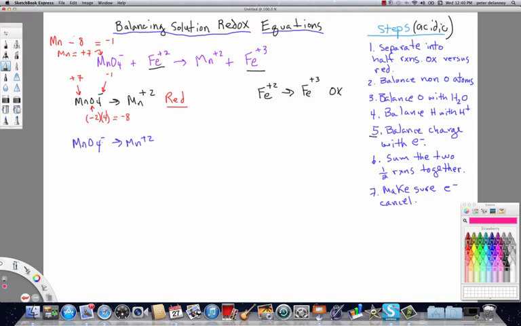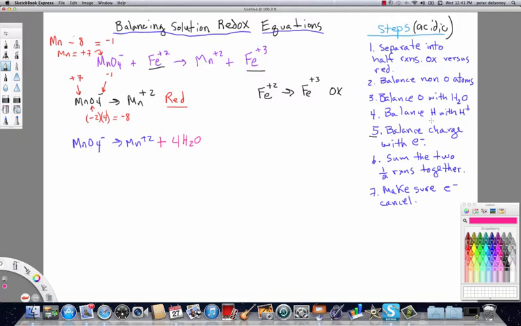The next step is to balance non-O atoms. So we compare the manganese on both sides of my arrow, and they're 1-to-1, so there's nothing that we need to do there. Next we move to the oxygens. We need to balance oxygen using H2Os. Well, we see that there's 4 oxygens on the left side of this arrow, so we're going to need 4 H2Os on the right side in order to balance the oxygens.